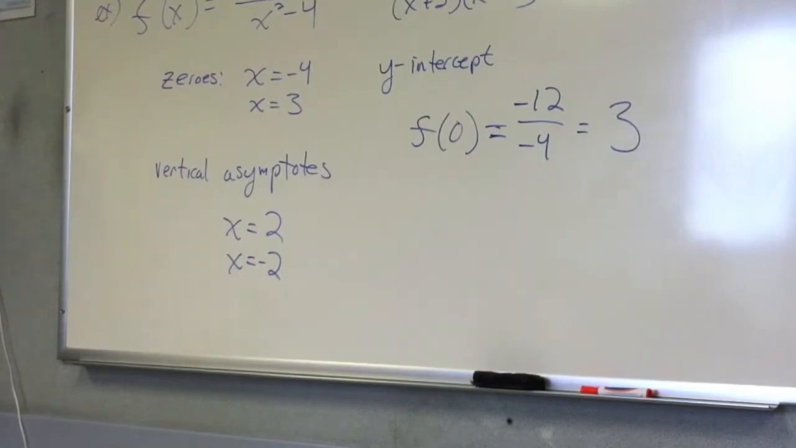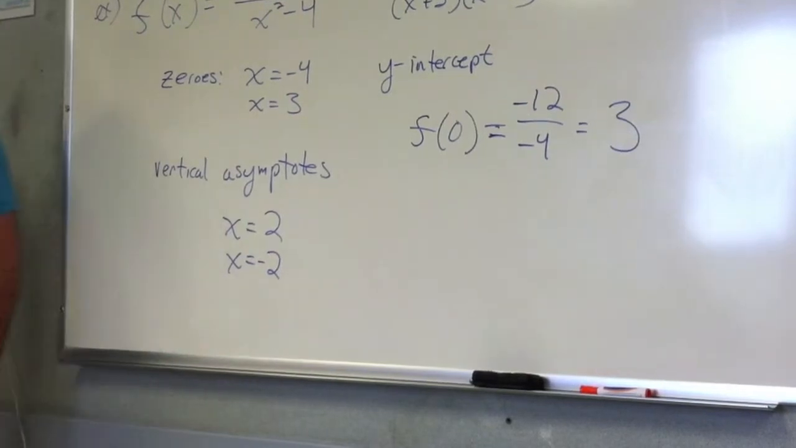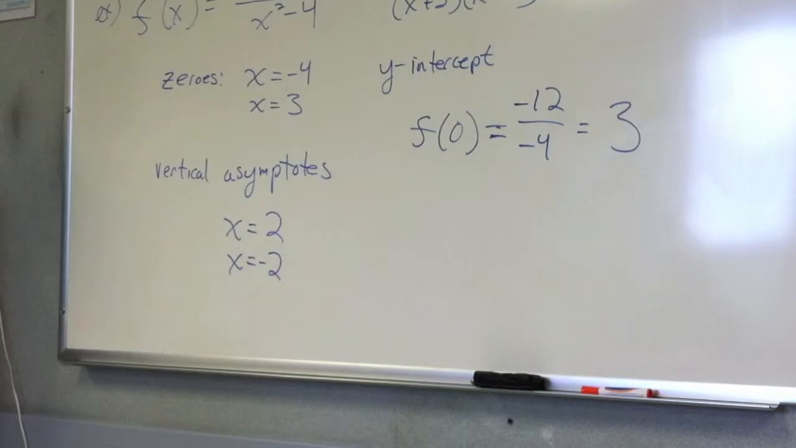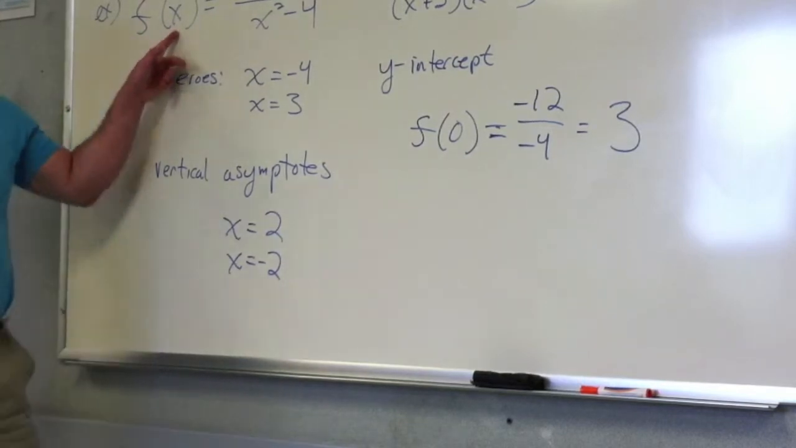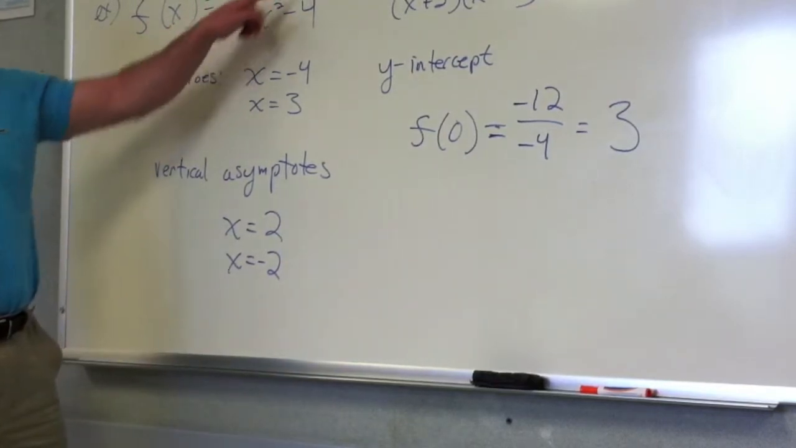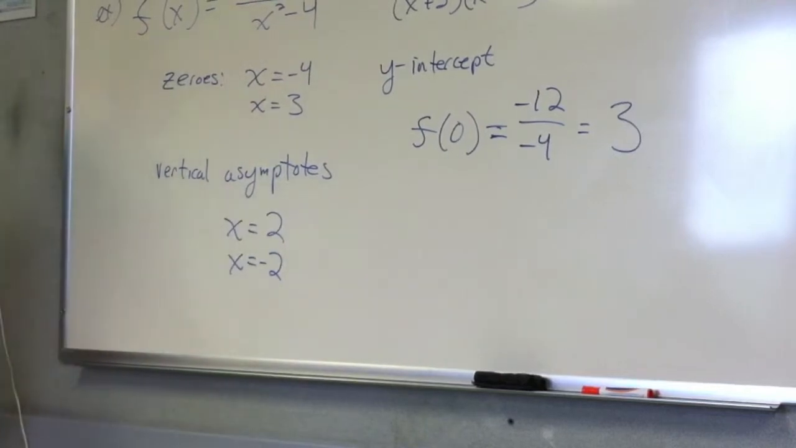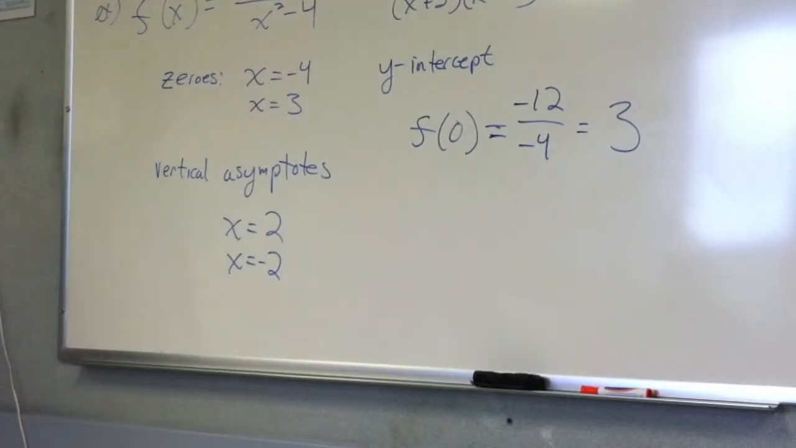Wait, point (0, 3) or (3, 0)? (0, 3), because it's y. It's a y-intercept. I put in 0 for x. Oh, x squared goes away. Yeah, everything goes away but the negative 12 and the negative 4. That's right. Okay, so the y-intercept is (0, 3) in this case.